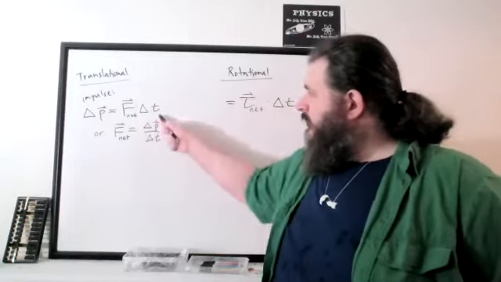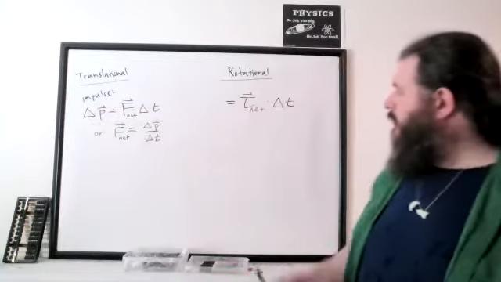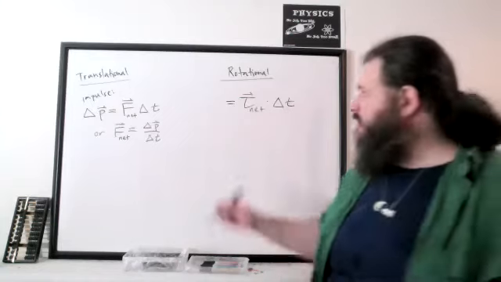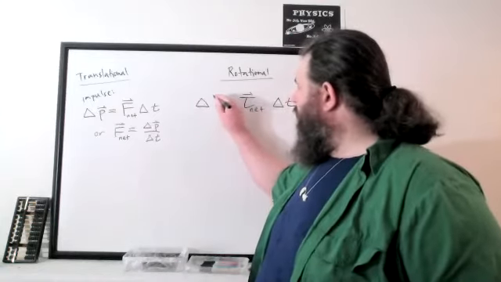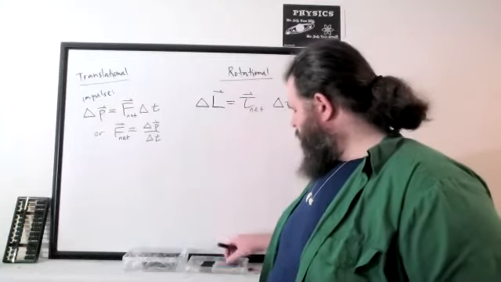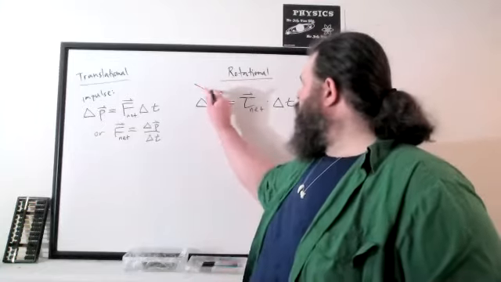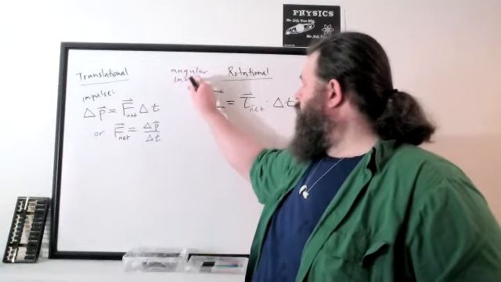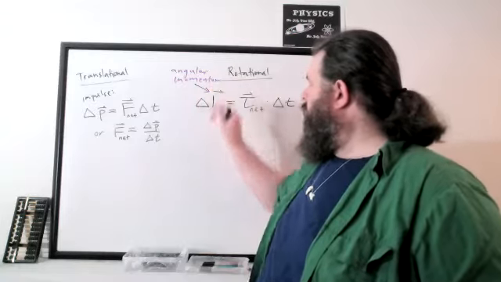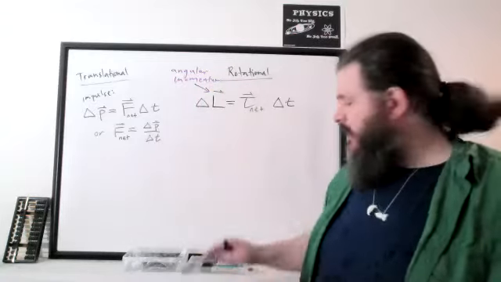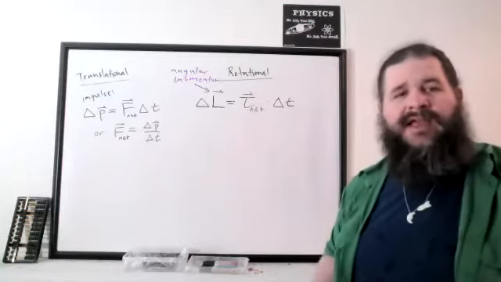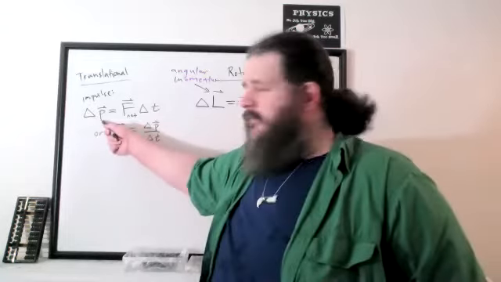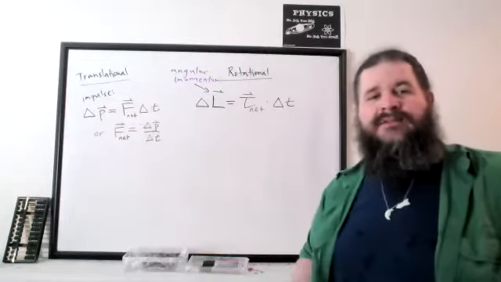So if force times time equals change in translational momentum, then torque times time should equal change in a new quantity called angular momentum or rotational momentum, which we usually write as a capital L. And the terms angular and rotational are used kind of interchangeably here. You might see this referred to as angular momentum or rotational momentum. It means the same thing. Likewise, this you might see referred to as translational momentum or sometimes linear momentum.